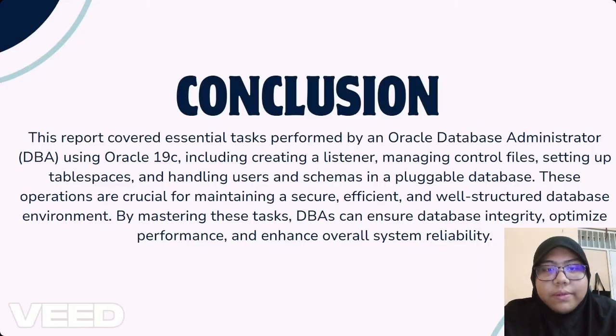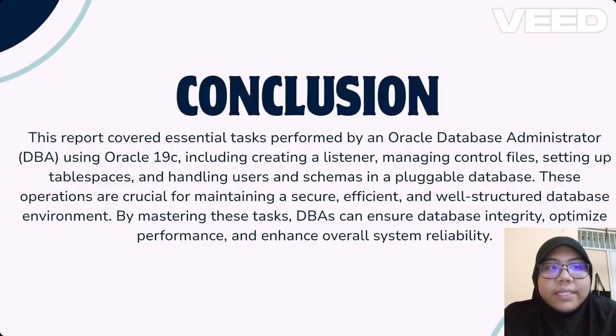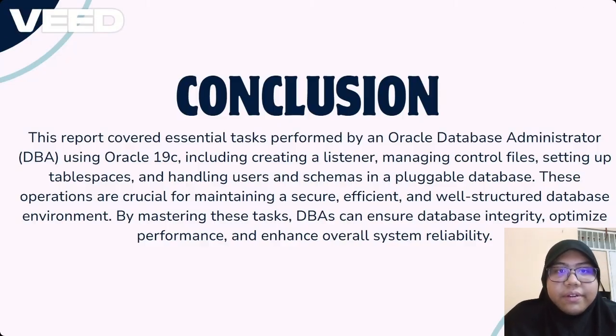So in conclusion, we have learned the essential tasks performed by an Oracle Database Administrator (DBA) using Oracle 19c, which includes creating a listener, managing control files, setting tablespace, and handling users and schema in the pluggable database. These operations are crucial for maintaining a secure, efficient, and well-structured database environment. So when we master these tasks as a DBA, we can ensure the database integrity, optimize performance, and enhance overall system reliability. And that is all from us. Thank you.